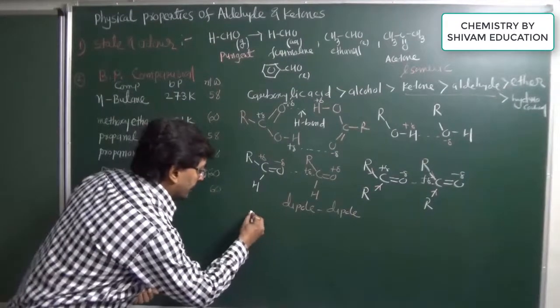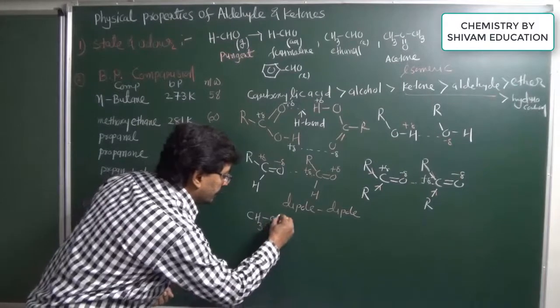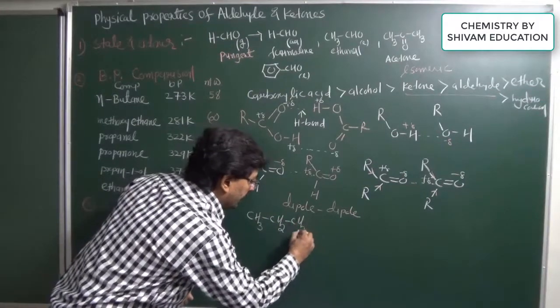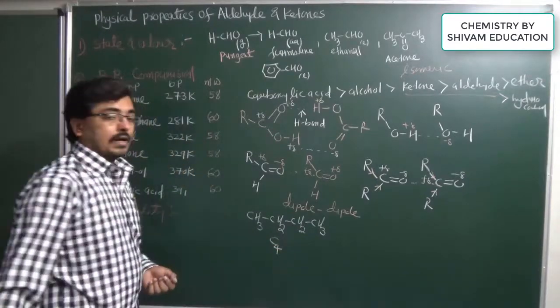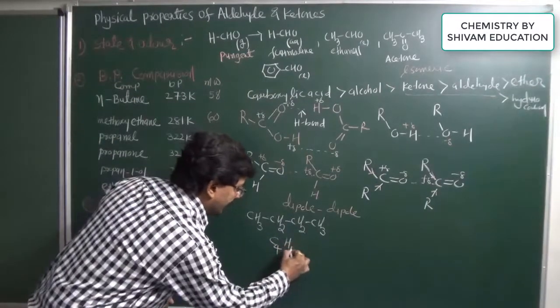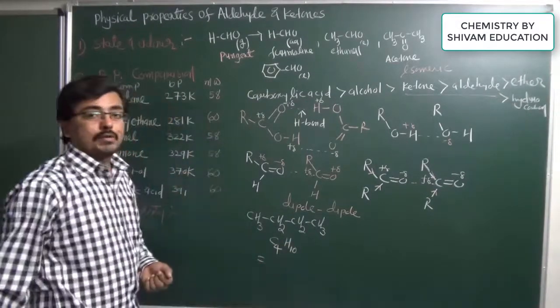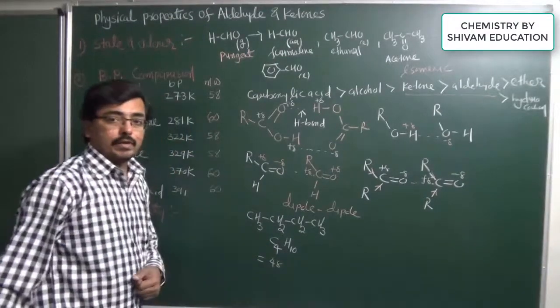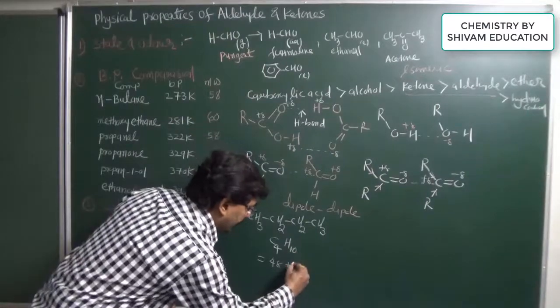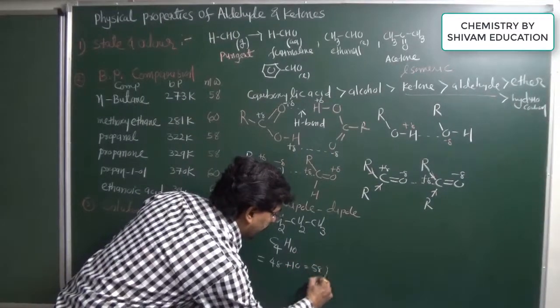Suppose I have taken a 4 carbon containing butane. Then in 4 carbon containing butane, you know very well the structural formula: carbon 4, hydrogen 10. Now calculate what will be the molecular mass. 1 carbon 12, 4 carbon 48 plus 10 for hydrogen, so it will be 58.